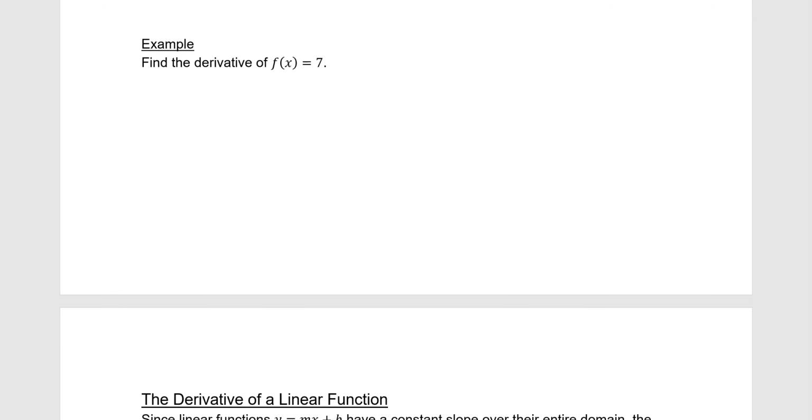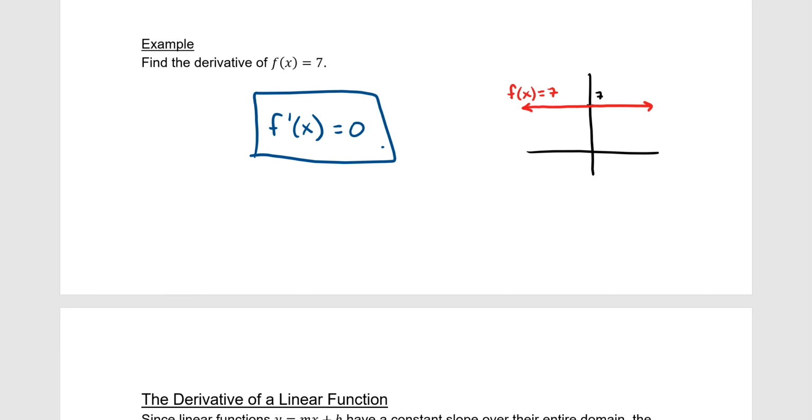Let's go ahead and see this example. Let's find the derivative of f of x equals 7. Well, 7 is obviously a constant, so f prime of x, the derivative, equals 0. And if we graphed it, we know it's a horizontal line at y equals 7, and that slope is always 0 no matter what, so the derivative is 0.